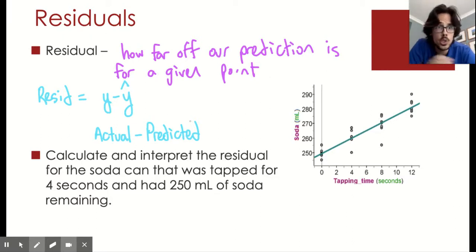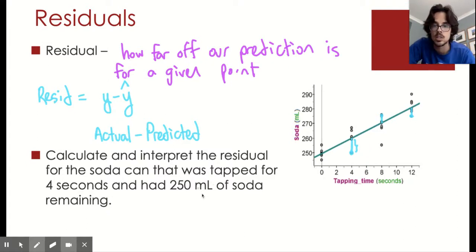And basically, visually speaking, what a residual is going to be. So they ask us to calculate and interpret the residual for a can that was tapped for 4 seconds and had 250 milliliters remaining. They're asking us for the residual of this dot right here. A residual is going to be visualized as a little vertical line from your points to the line. The length of that line right there is the residual. It's how far off our predicted line was from the actual value of the points. And you can have residuals that are positive or negative, just depending on where the point is with respect to the line.